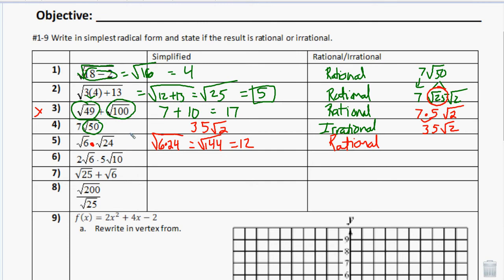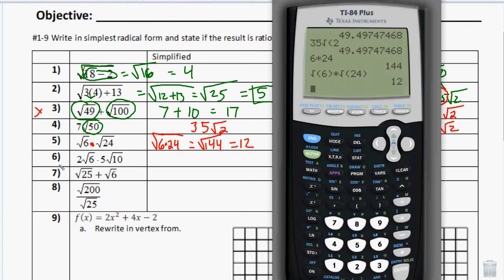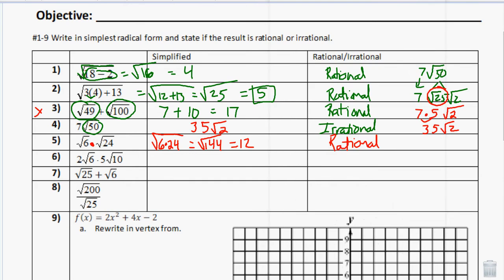We could, if you wanted to, use that calculator and type this in exactly as is. 2 rad 6 times 5 rad 10. Seems like my screen is full. Must be irrational. You could try and change it to a fraction, and it doesn't. So I guess it's irrational, but let's simplify it.